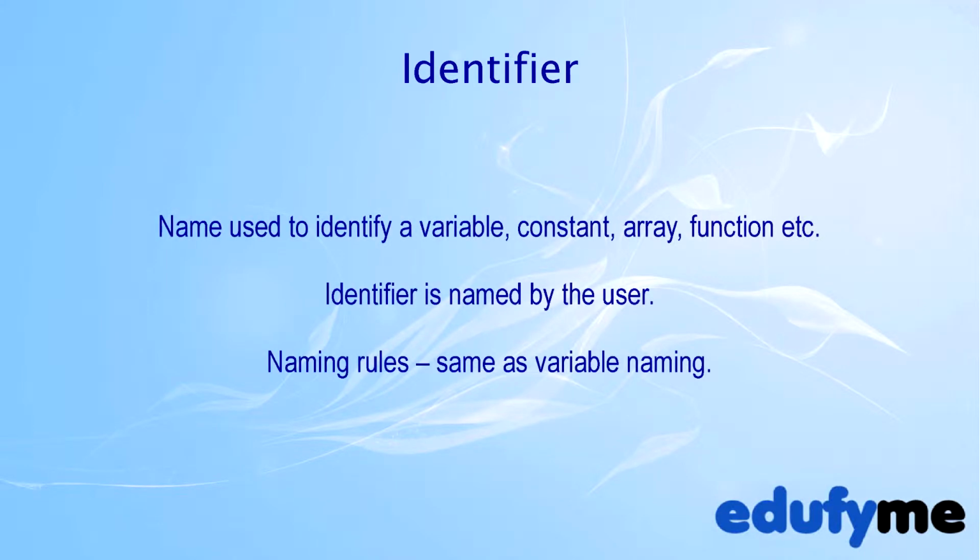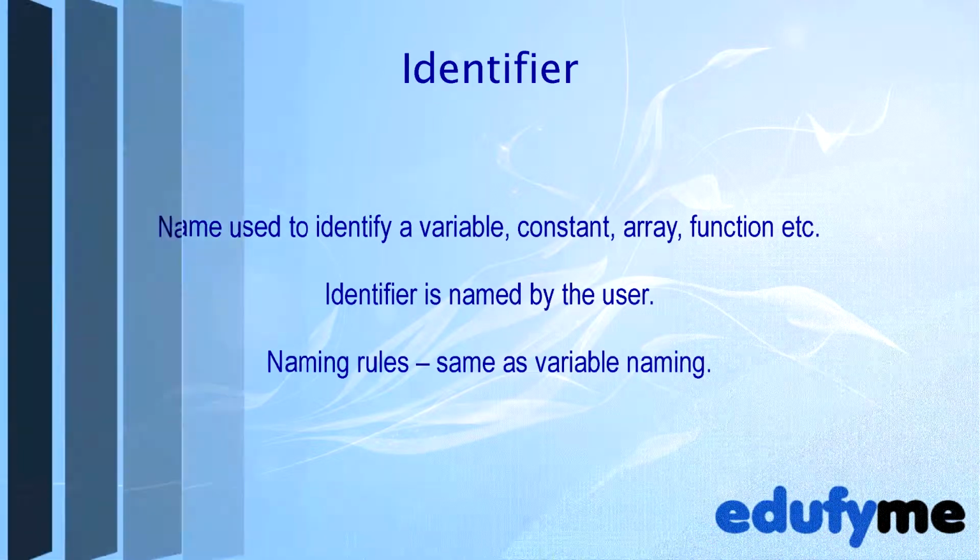Identifier is a name used to identify a variable, constant, array, etc. An identifier is named by the user. The rules that we discussed for naming a variable also hold true for naming any other identifier.